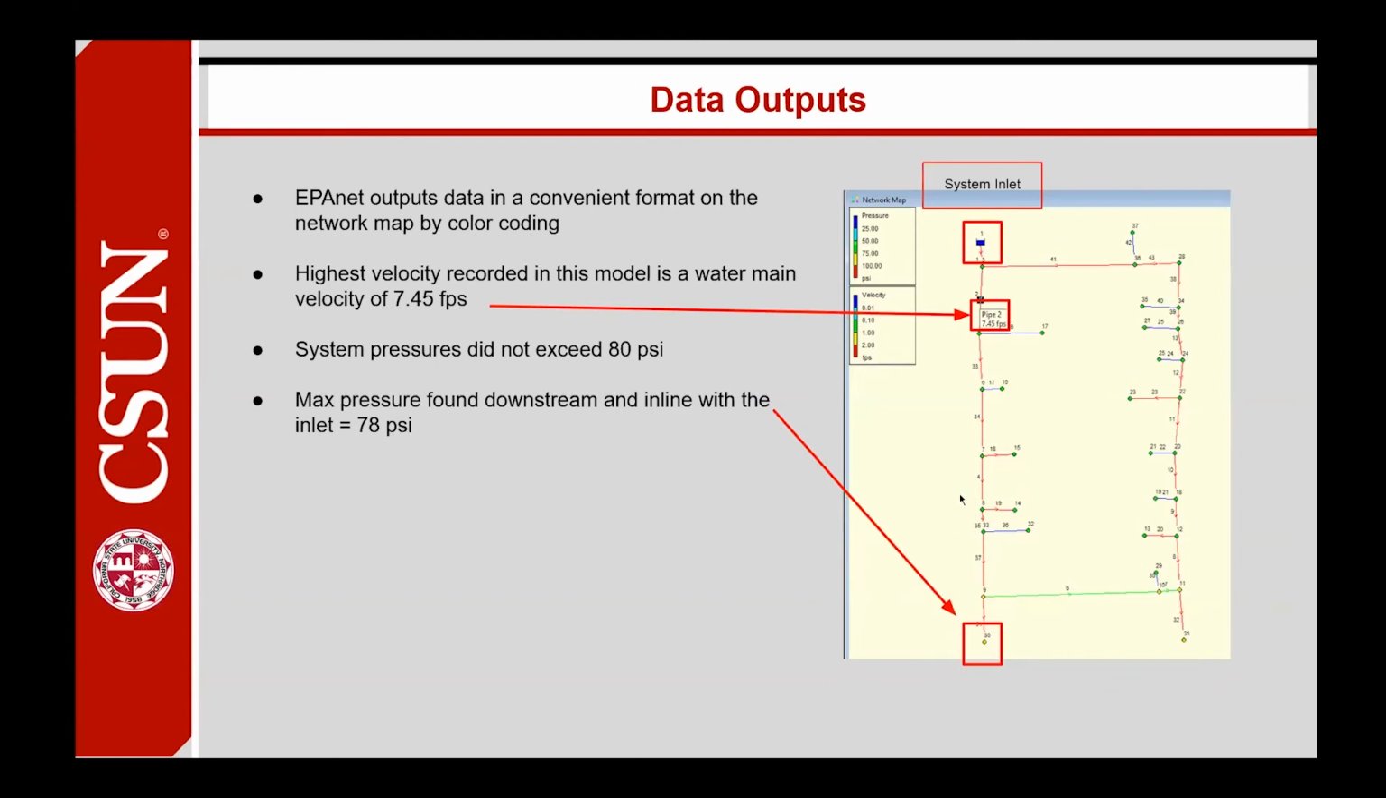And then the highest velocity we recorded in the model was 7.45 feet per second, which I think was a little high, but we don't really want to get the velocity to be near 10 feet per second due to frictional losses that'll occur.